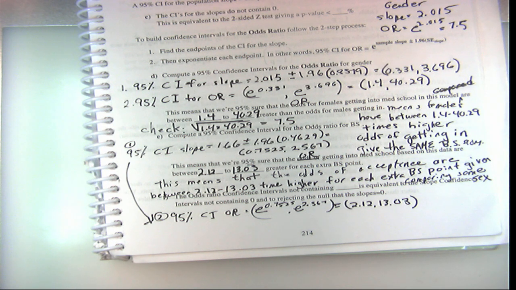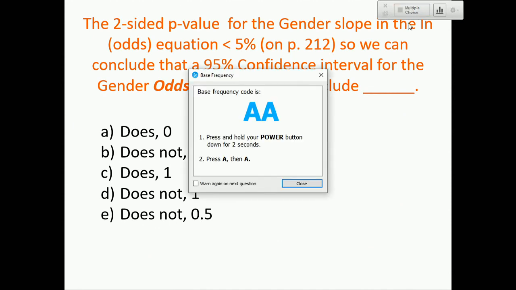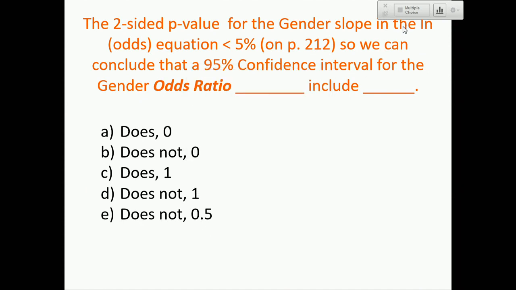Does anybody have any questions on this? So now, the next question says: the odds ratio confidence interval not containing what is the same as the slope confidence interval not containing 0, and to rejecting the null that the slopes are 0. Maybe we should do this as an iClicker. Let's go to the iClicker. This is probably a likely question, something like this on the final.